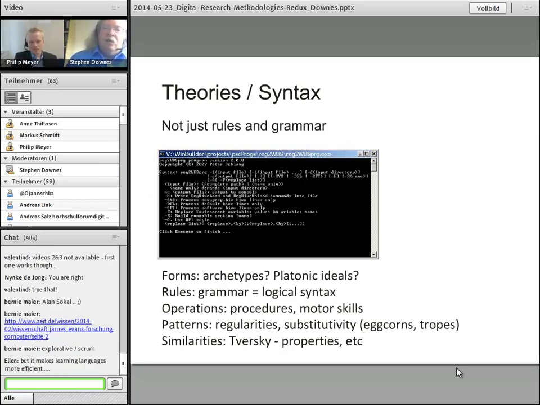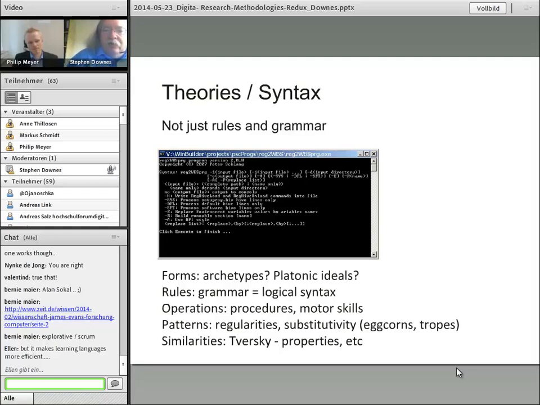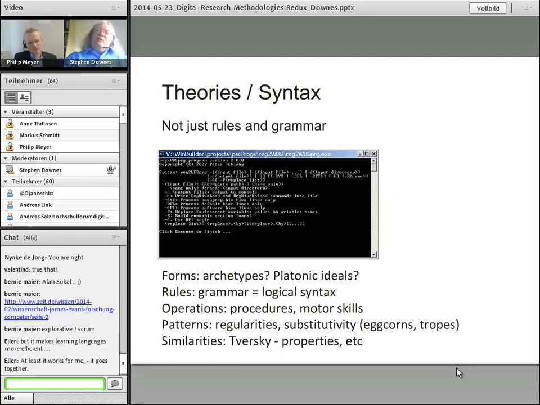Yeah, but it makes learning languages more efficient. You know, Alan, I don't know about that. If I tried to learn a language first by learning all of these things in the abstract and then applying them to a language, I think I would have a terrible time learning the language. But if I learn the language by learning the language, and then after the fact, as a kind of rationalization, state what I've learned, I think that might work better. But you know, at least it works for me.